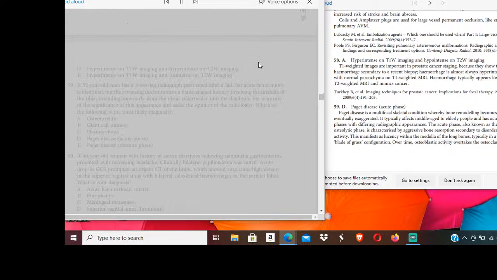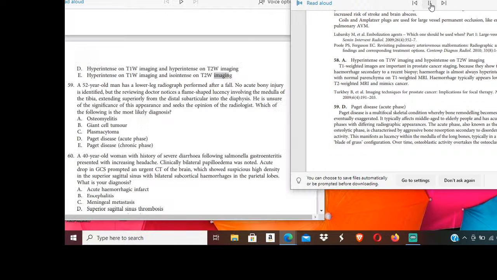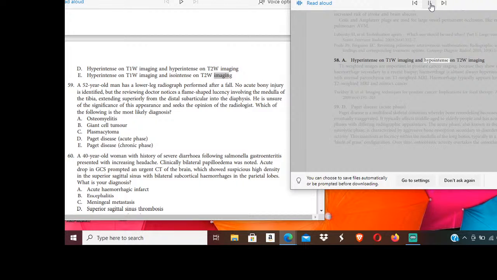D. Hyperintense on T1W imaging and hyperintense on T2W imaging. E. Hyperintense on T1W imaging and isointense on T2W imaging. 58. A. Hyperintense on T1W imaging and hypointense on T2W imaging.